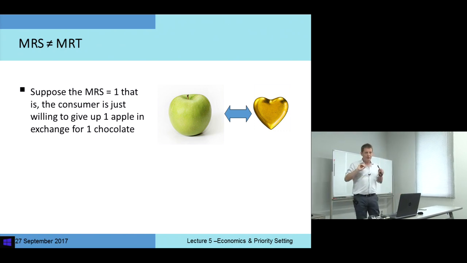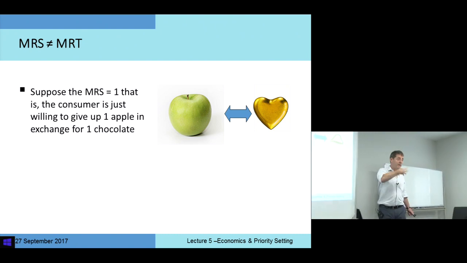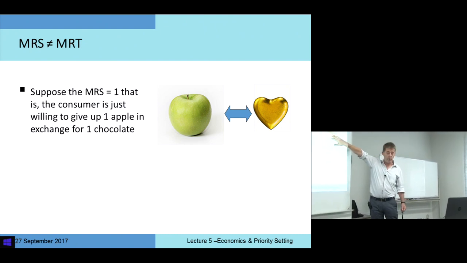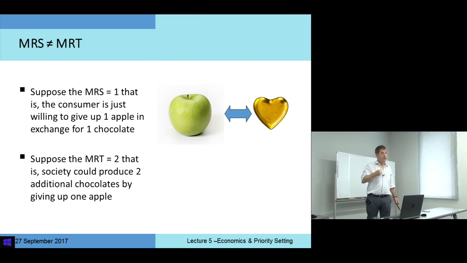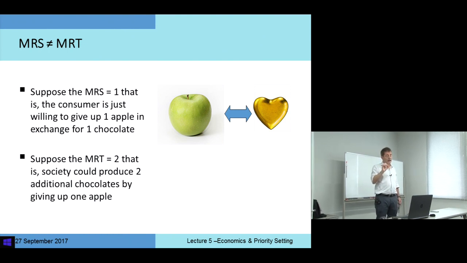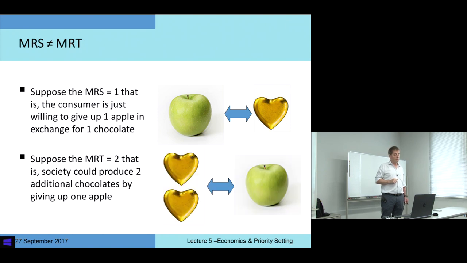Just to keep our example simple, let's assume it's equal to 1. So marginal rate of substitution here, 1 for 1. People are willing to give up an apple if you can compensate them with 1 chocolate. Let's suppose, however, the marginal rate of transformation is equal to 2. And by that we mean society could produce 2 additional chocolates by giving up or cutting back production of apples by 1. So the marginal rate of transformation, 2 for 1.